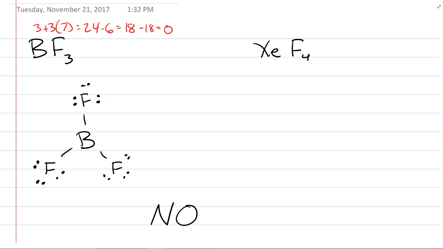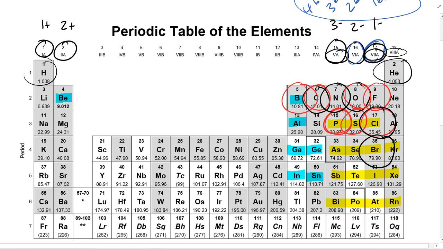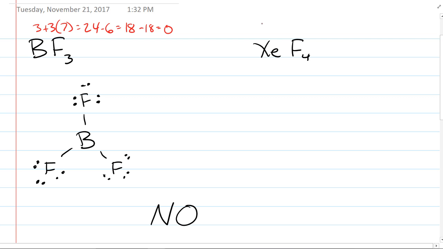Next up, let's do xenon tetrafluoride. Xenon would have how many valence electrons? 8. So we have 8 valence electrons. Each fluorine would have how many? 7. And we have 4 fluorine atoms. 4 times 7 is 28. Plus 8 more gives us 36. Which element goes in the center? Xenon will. And then we surround the xenon with fluorine.